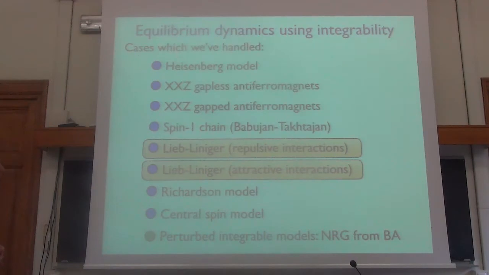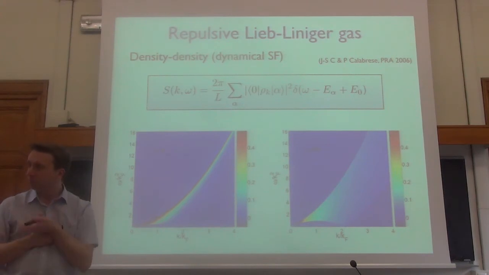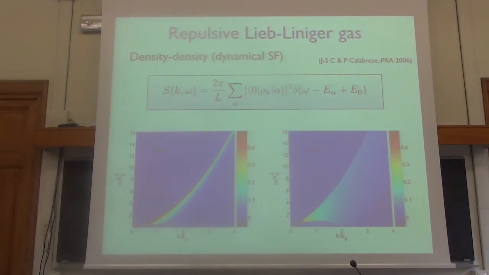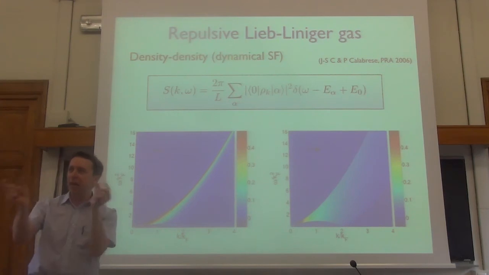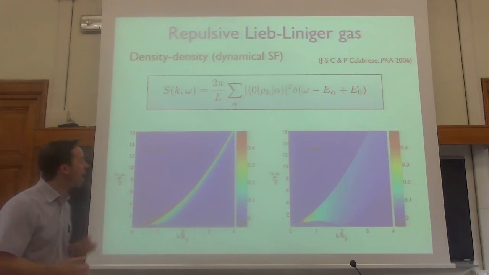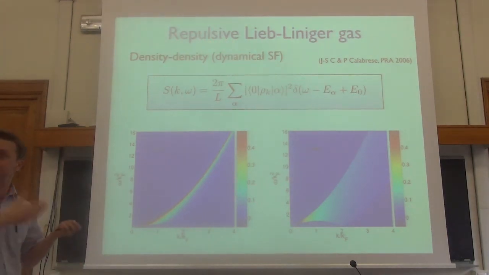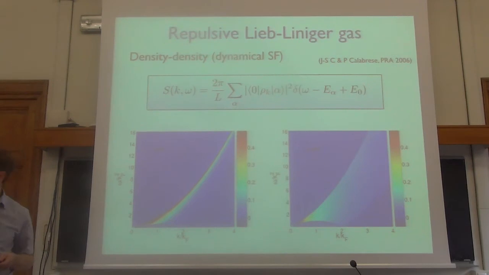So let me just show you a couple of things about the repulsive and the attractive gas. I'll be extremely quick here. That's a paper from 2006 with Pasquale. The idea is that you calculate density correlation functions in the Bose gas. You construct the ground state and you measure the space-time dependent density correlation function. Now this correlation function you can write in a Lehmann representation. It becomes a summation over intermediate states of an operator acting on the ground state, going to the intermediate state, and then giving a contribution at a specific momentum and energy.